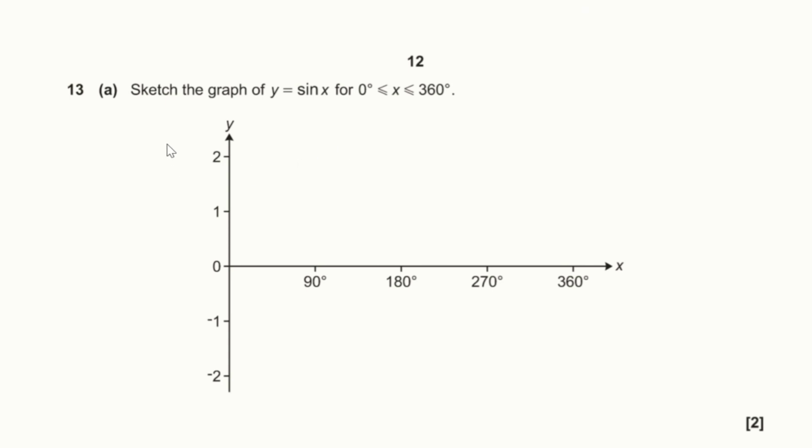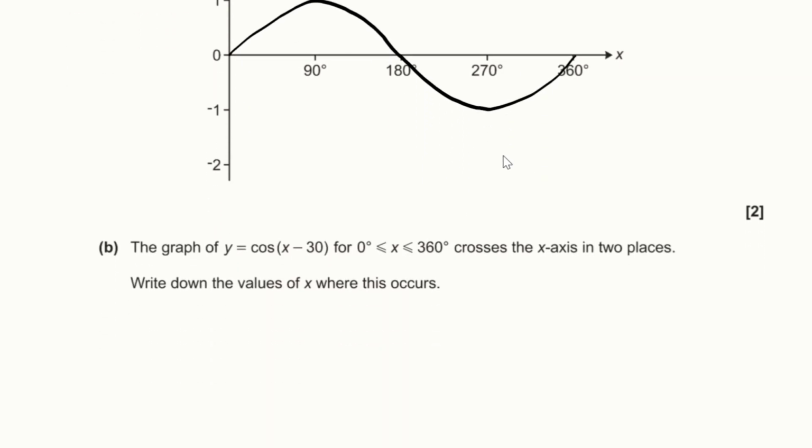Question number 13 for part A, we have to sketch the graph of y equals sin x for x being in between 0 and 360. Here is the graph of y equals sin x between 0 and 360. For part B, the graph of y equals cos x minus 30 for x being in between 0 and 360 crosses the x-axis in 2 places. We have to write down the values of x where this occurs.